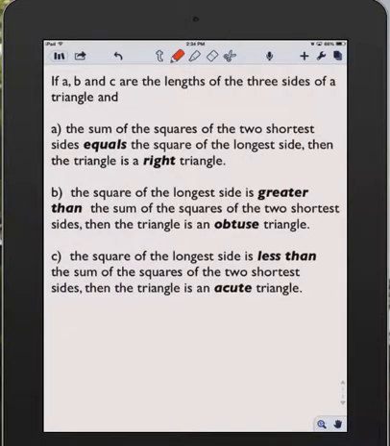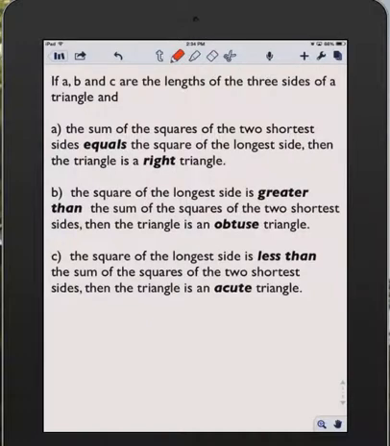Okay, continuing with the converse of the Pythagorean theorem. We have, if a, b, and c are the lengths of three sides of a triangle and the sum of the squares of the two shorter sides equals the square of the longer side, then the triangle is a right triangle. We've already gone over that on some previous problems.